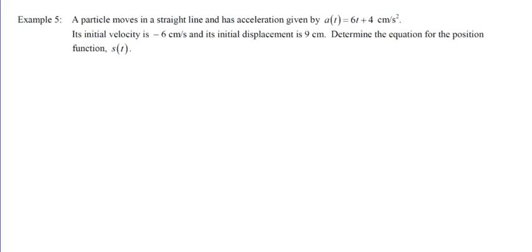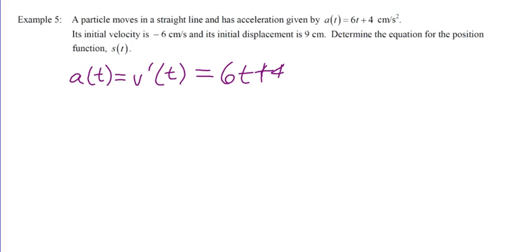So, a of t. The acceleration is the derivative of the velocity function, right? Which is equal to, so we were given that, 6t plus 4. Okay, so what's v of t? So let's just go with 3t squared plus 4t plus c.